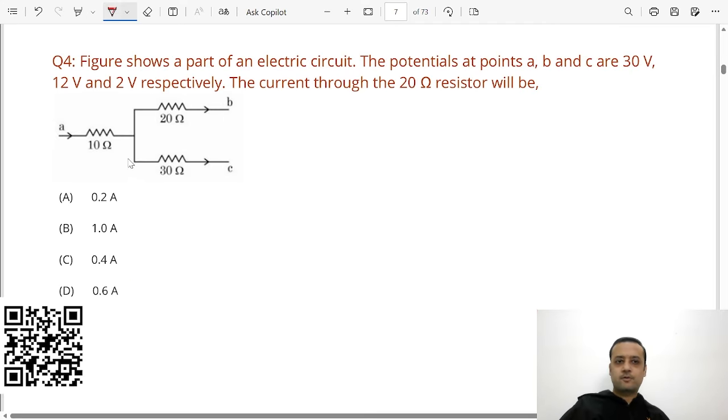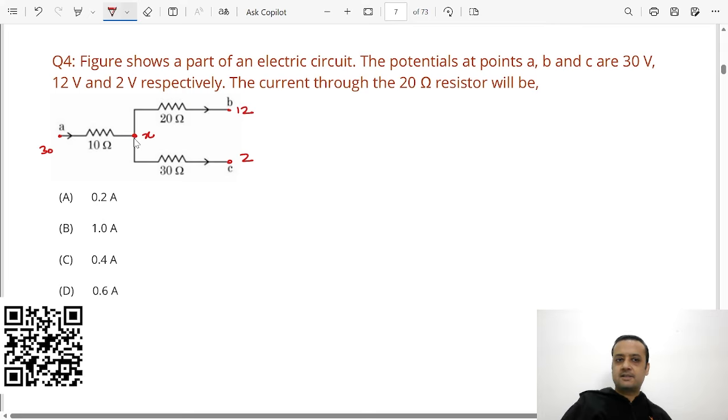A very standard question from current electricity. Here you have been given a part of an electrical circuit, and the potential at the point A has been given as 30 volts. Potential at the point B has been given 12 volts, and potential at the point C has been given 2 volts. We have to find the current in this 20 ohm resistor. Direct application of nodal analysis. Let us say that here the potential is x.